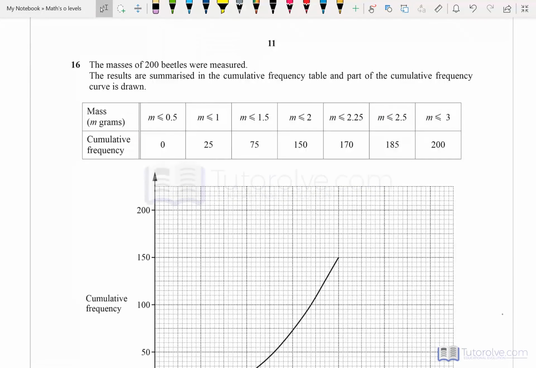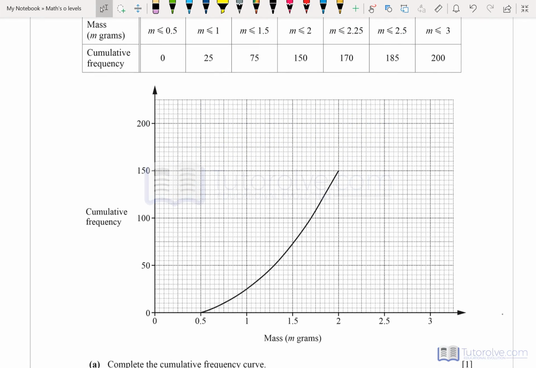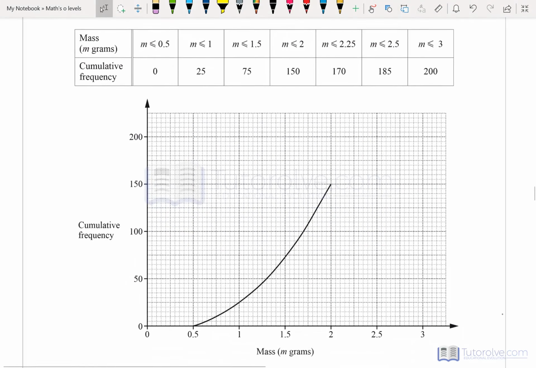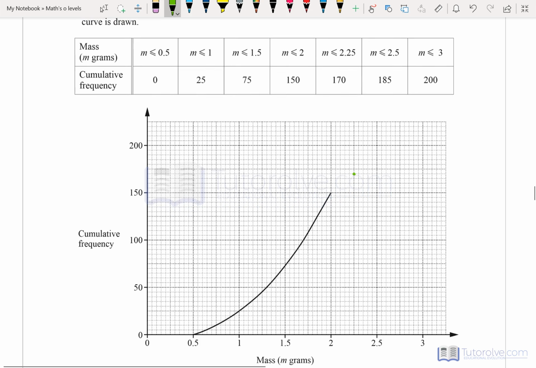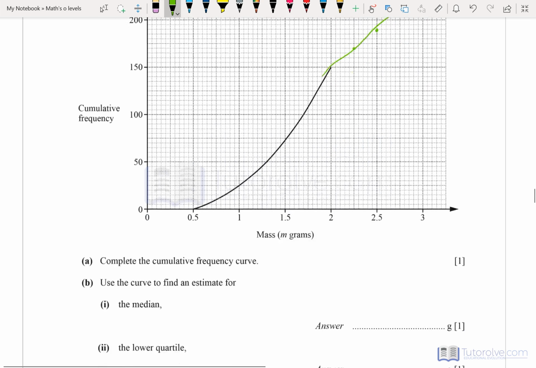So now we have question number 16. The masses of 200 beetles were measured. The results are summarized in a cumulative frequency table, and part of the cumulative frequency curve is drawn. Here we have the table, and they want us to complete the cumulative frequency table. They have drawn till 2, so you just need to complete the values. If you have 150 here, 150 over here, you will have 170 at 2.25, and then you would have 185 at 2.5. So 185 would lie somewhere here, and you have 203, so you just need to complete this.